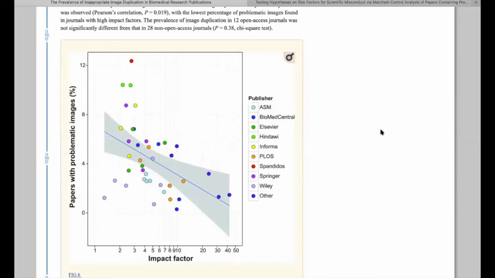But these are papers from 2000 and up, most of these papers. So they're a little bit older, and I think a lot of editors didn't realize that this was a problem. There are other journals that specifically scan for these things, and they have a very low percentage of problematic images.